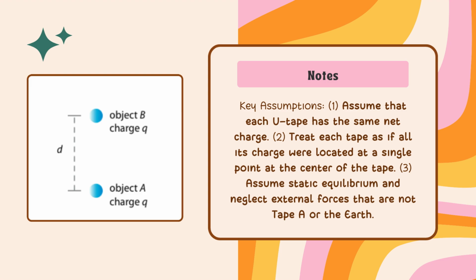Key assumptions we had to make in this lab: we had to first assume that each U-tape has the same net charge. Then we had to treat each tape as if all of its charge were located at a single point at the center of the tape. In other words, we assumed a point charge model. And then we also assumed static equilibrium, and we neglected external forces that are not tape A or the Earth.